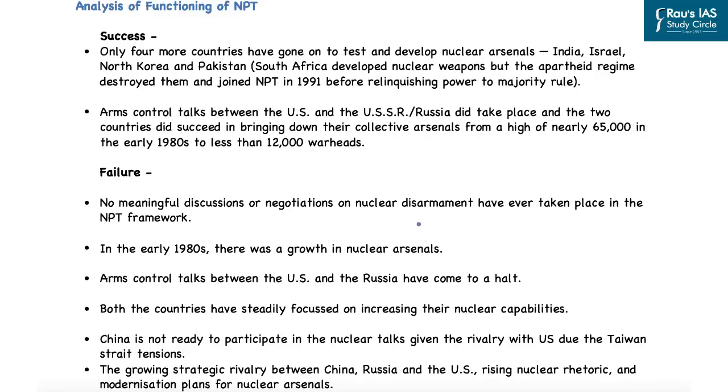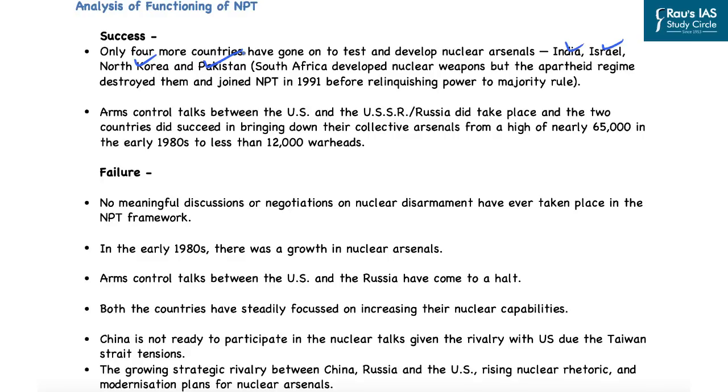So if you look at the successes of the NPT treaty, when it was finalized, it was assumed that in the next 50 years since its inception, there will be around 24 more nuclear weapon states. However, that has not happened. Only 4 countries have got the nuclear arsenal beyond the nuclear weapon states recognized by the NPT treaty. These include India, Israel, North Korea, and Pakistan. South Africa, of course, had nuclear weapons, but it dismantled these nuclear weapons to accede to the NPT treaty.